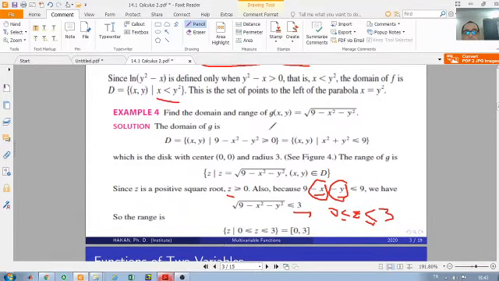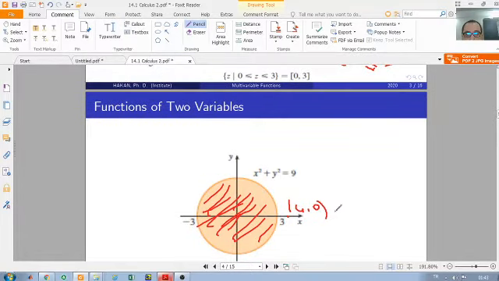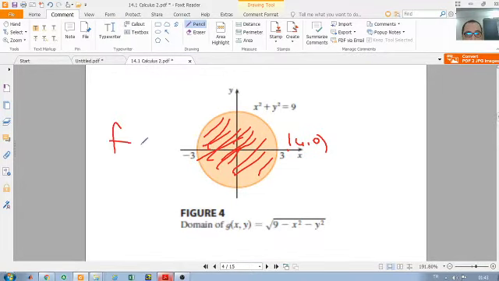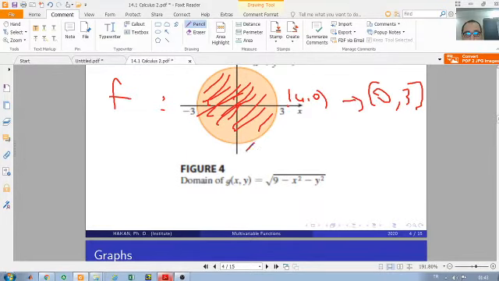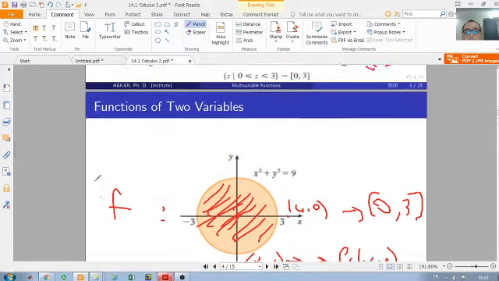So this function actually is defined from the disk. Actually, f is defined from this disk to the closed interval from 0 to 3. When we take any point in this disk, f of xy, for example, will be between 0 and 3. Okay.